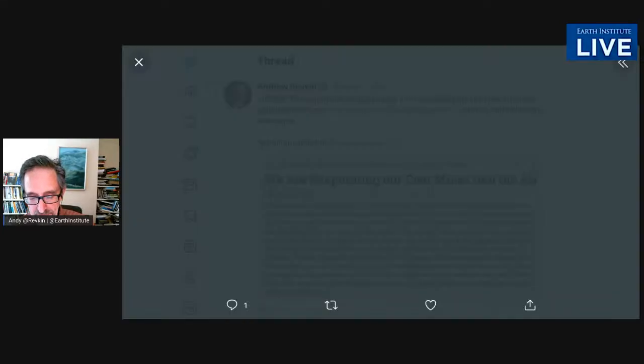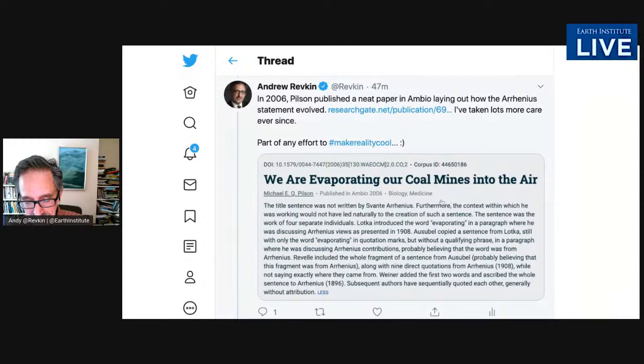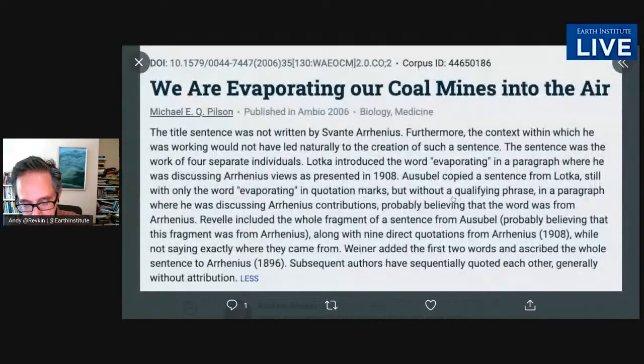He's retired. But this is really interesting to read now, what he said here. The title sentence, meaning this quote, was not written by Svante Arrhenius. Furthermore, the context within which he was working would not have led naturally to the creation of such a sentence. The sentence was the work of 4 separate individuals. This shows you how a mythology can evolve, can iterate.